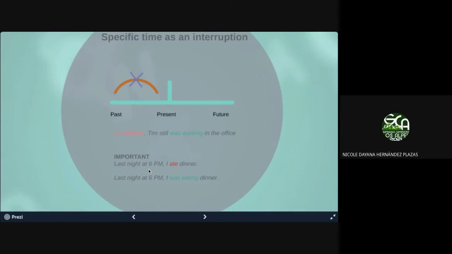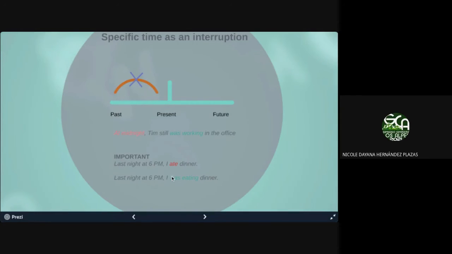Last night at 6 p.m., I ate dinner. This is in past simple or in past continuous? Who can tell me? This example. Past simple. Last night at 6 p.m., I ate dinner. But you can also say, last night at 6 p.m., I was eating dinner. What happened? What's the difference?